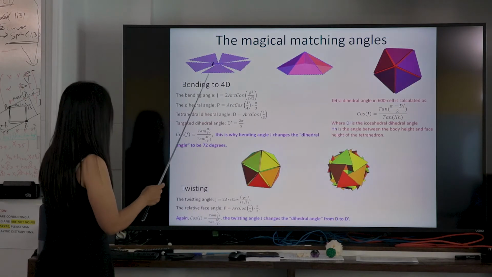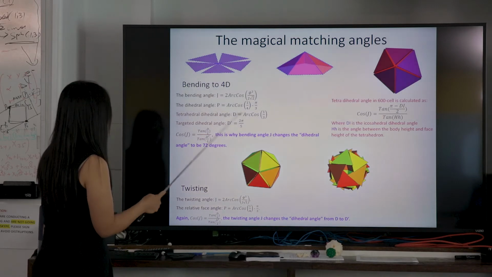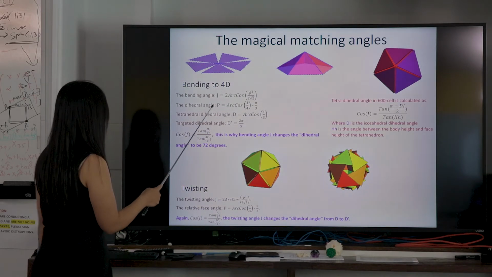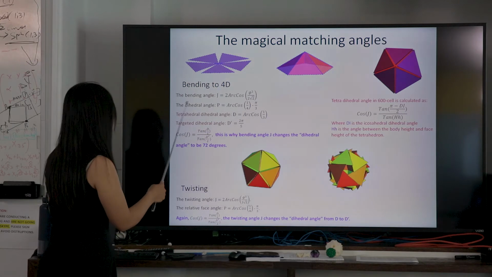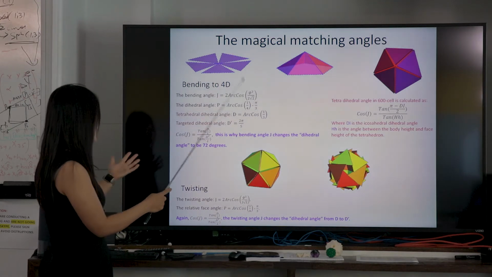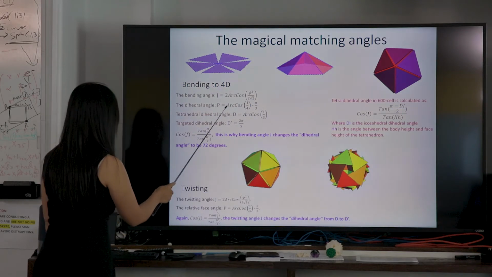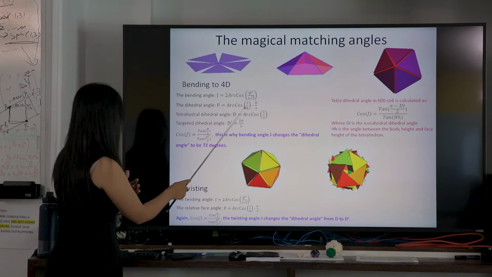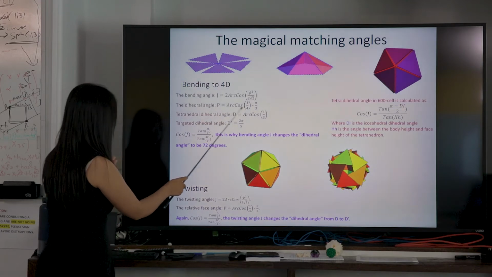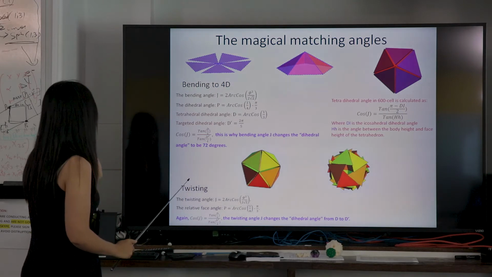Okay, so these are just some calculations, like to calculate when we bend the tetrahedron to 4D, and that's the angle to bend it to 4D. And after that, there is an angle between the tetrahedra, which is the dihedral angle of the 600-cell, which is this angle. This is the 15.5 angle. This is the 22.2 angle.